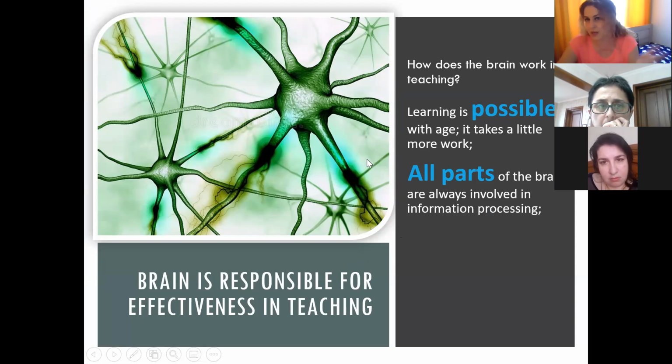We all know that the brain has lots of neurons. I mean, we can't count them. So the brain is responsible for effectiveness in teaching. There are some stereotypes that scientists have already broken. Learning is possible at any age. It only needs a little more work, and all parts of the brain are always involved in information processing.